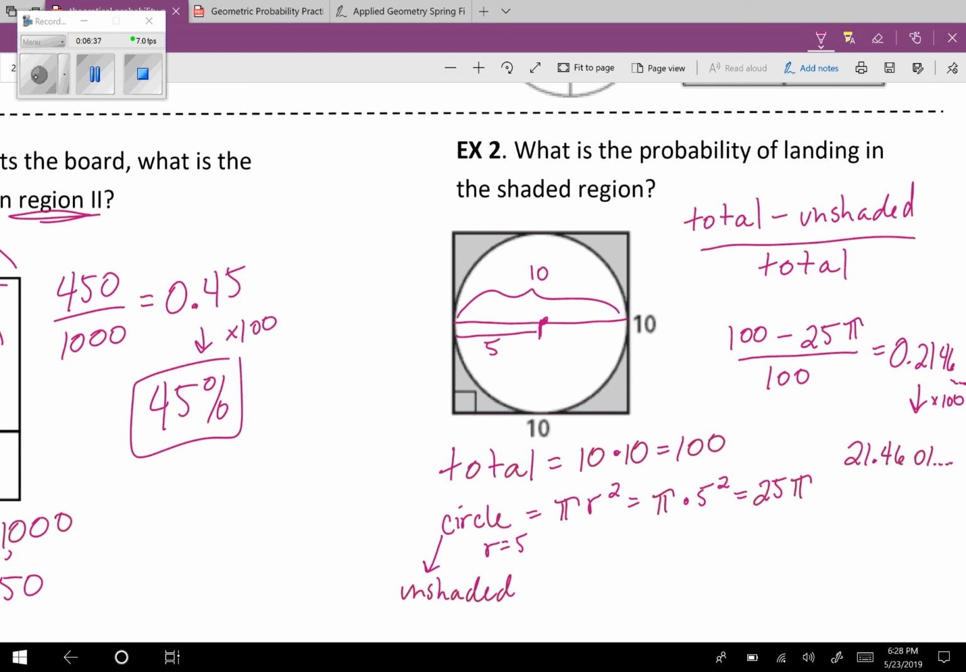What I want you to do is just round this percent to the nearest tenth. So look at the 6. What happens to that 4? It bumps up. So we're going to get 21.5%.